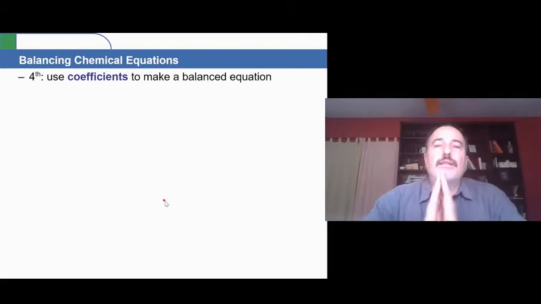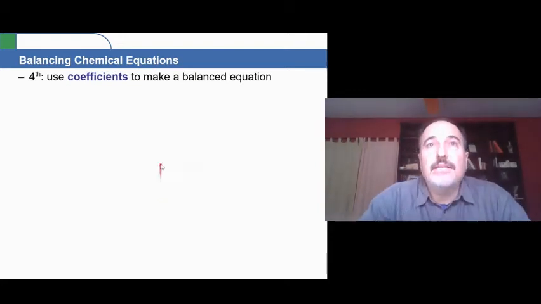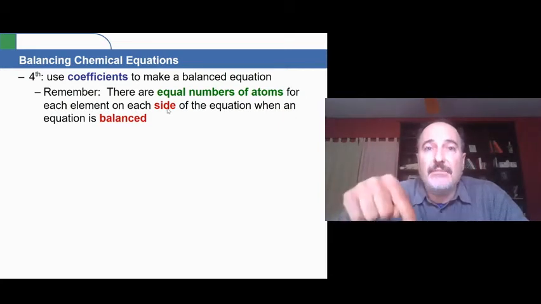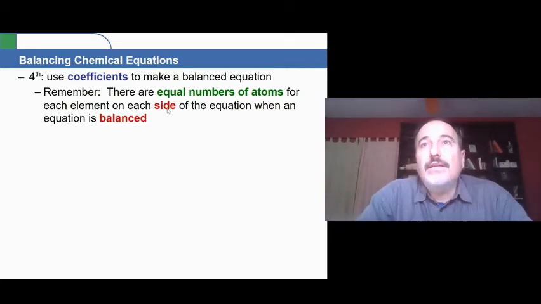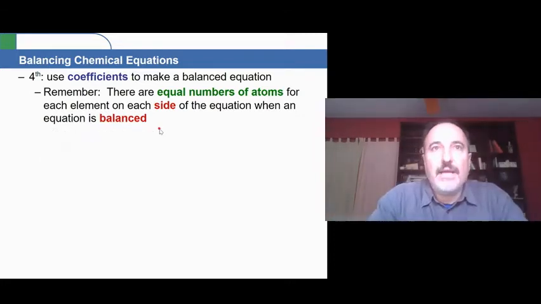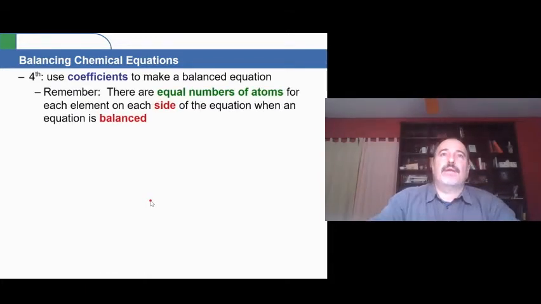Now, you're going to then use coefficients, and only coefficients, to make a balanced equation. Now, remember, when it's balanced, that means there are equal numbers of atoms for each element on each side of the equation. When an equation is balanced, all right? So when you're looking at it, you want to make sure that, those numbers, let me go back here. When you're looking at it, you want to make sure it's kind of like oxygen here. If you have the same number on both sides, boom, that means that that element is balanced, okay?